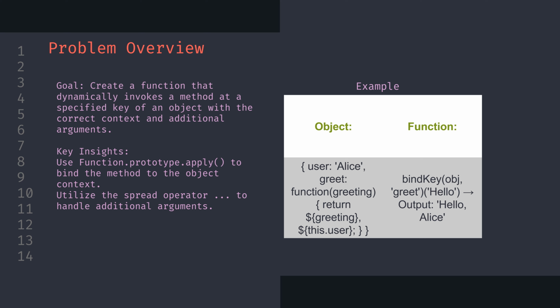The problem is to bind a method to its object and invoke it with an additional argument. For instance, if we have an object with a greet method, our goal is to dynamically invoke it while ensuring the method has access to the object's context.